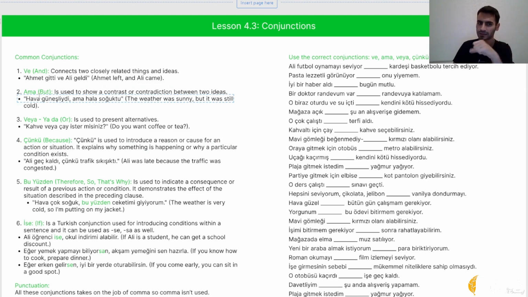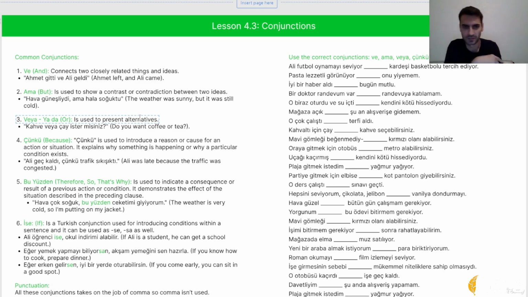Güneşliydi, past. Güneş, sun. Soğuk, cold. Hava, air. Ama, but. Veya, ya da, or. Both of them mean or. It is used to present alternatives, right? So veya and ya da also. Kahve veya çay ister misiniz? Do you want coffee or tea? Kahve veya çay? And I'm asking coffee or çay?